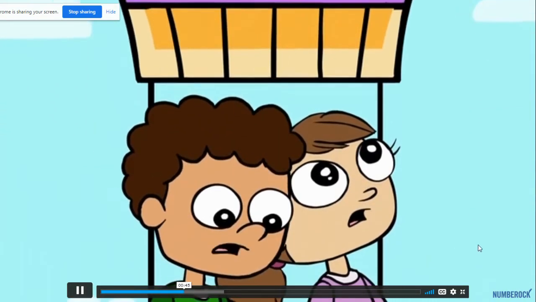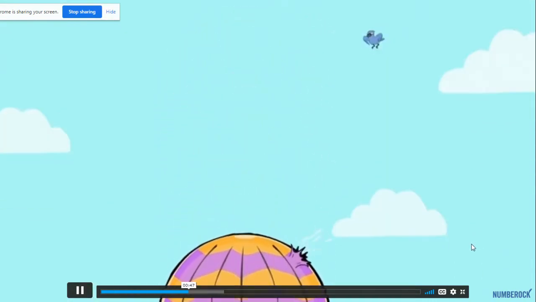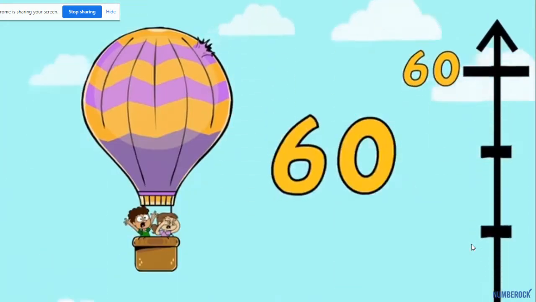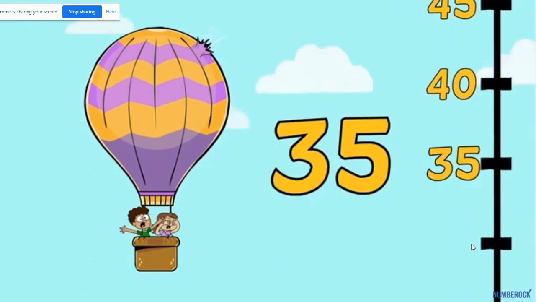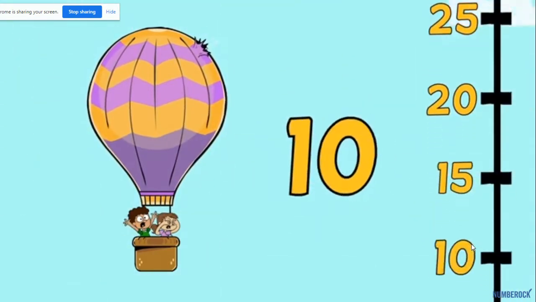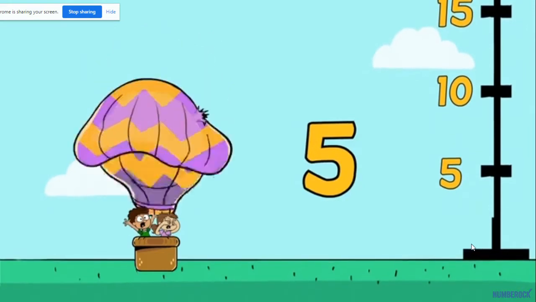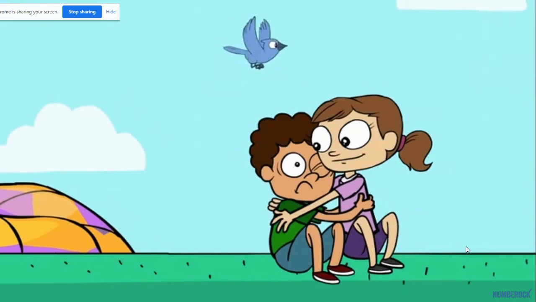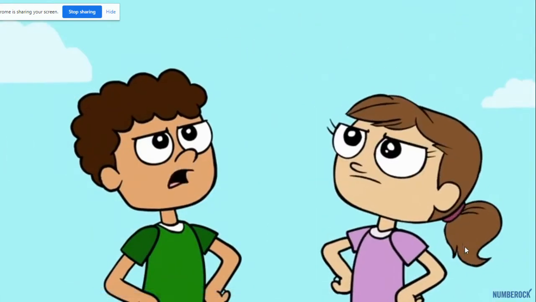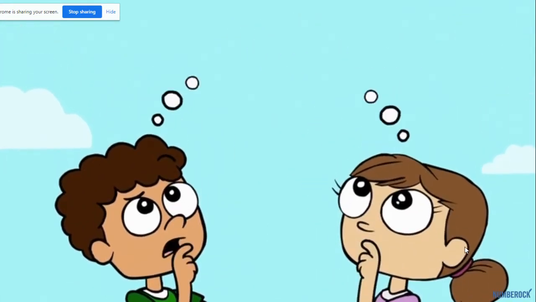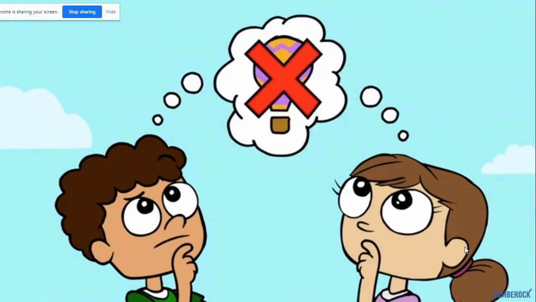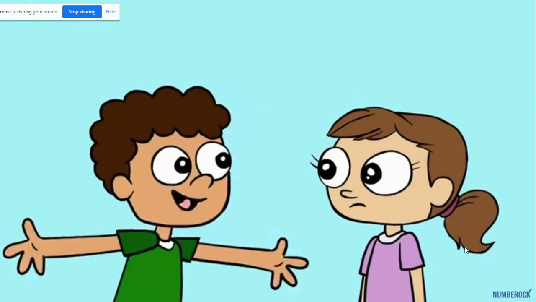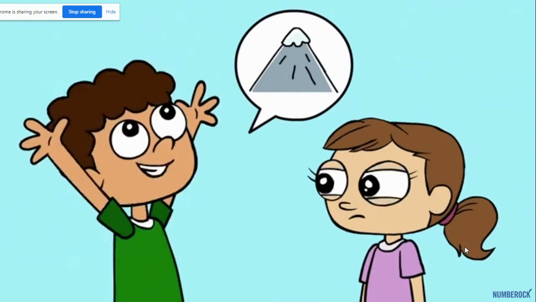We're in a hot air balloon, about to take a dive. We're counting down to the ground in groups of 5. 60, 55, 50, 45, 40, 35, 30, 25, 20, 15, 10, and finally 5. Phew! We're alive! We were scared from that ride, but we would not deprive ourselves from finding a safer way to count by 5. I thought for a while, but a thought came to my mind. This time let's try to find a mountain we can climb.